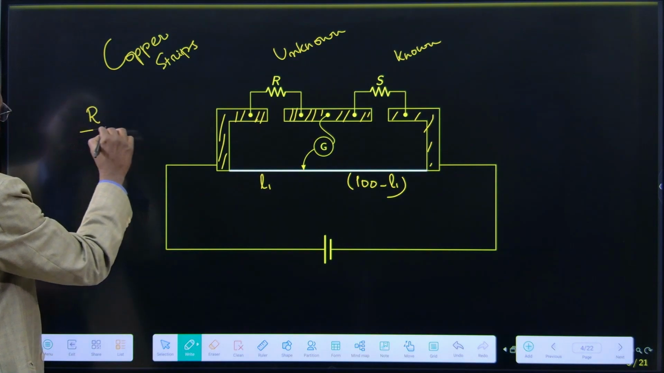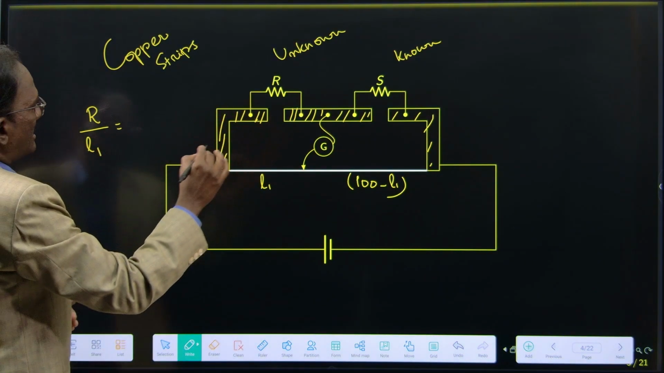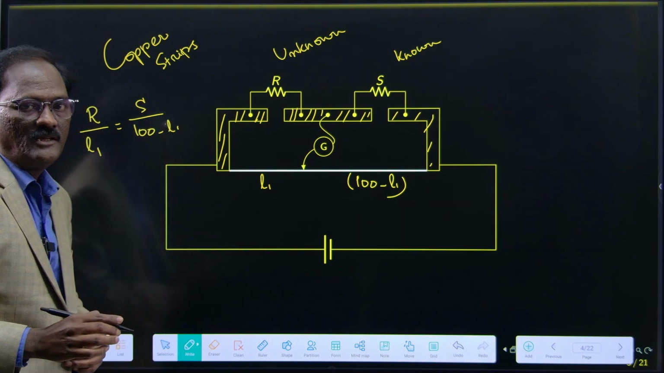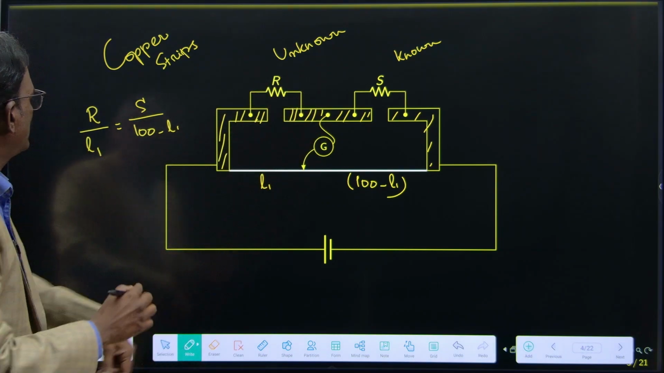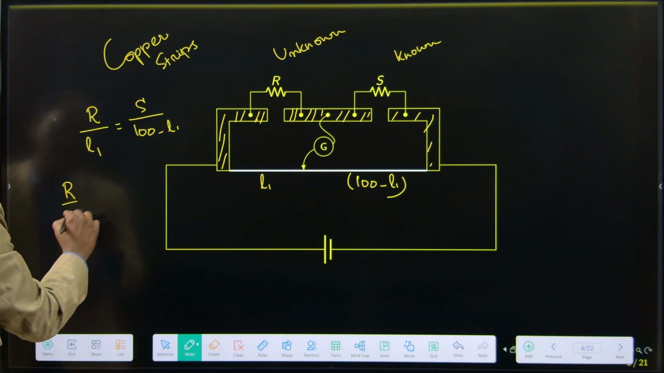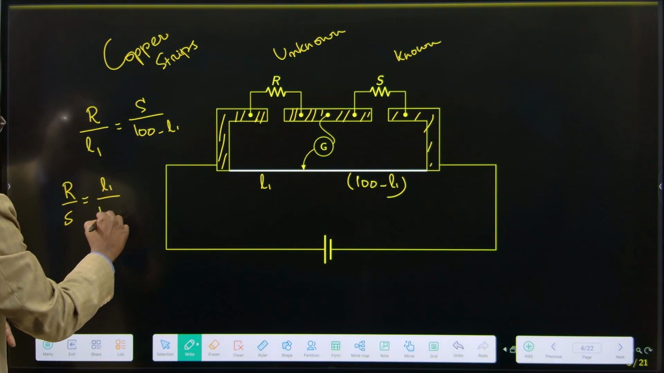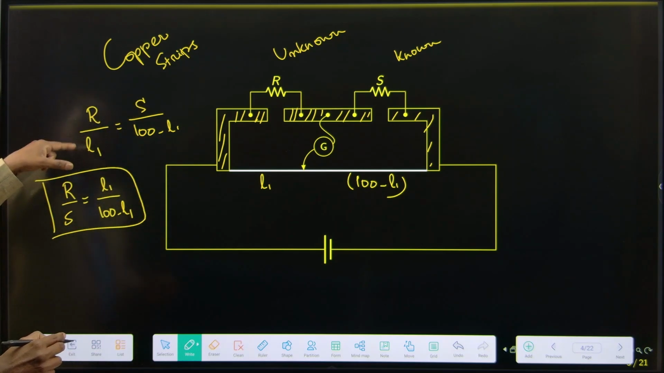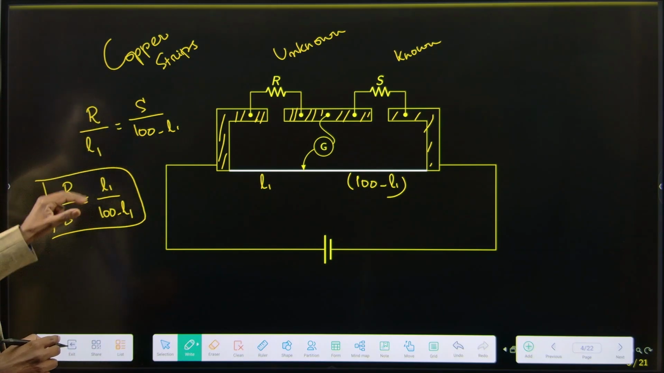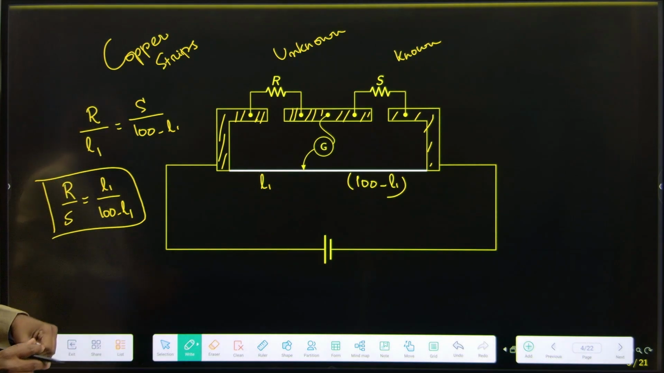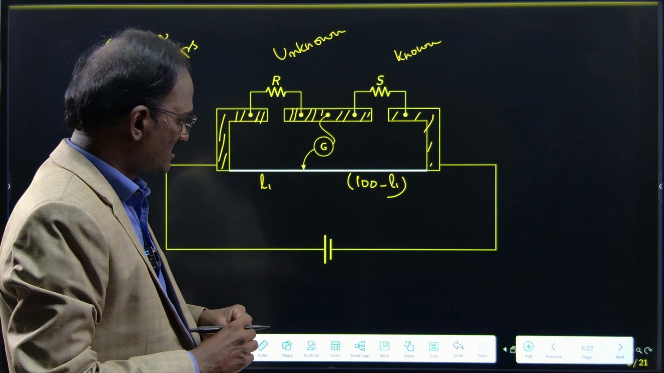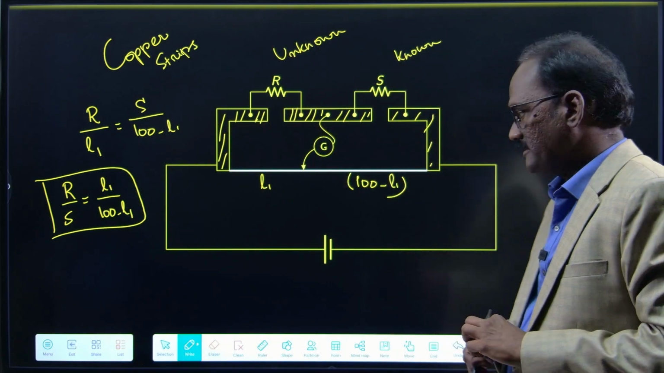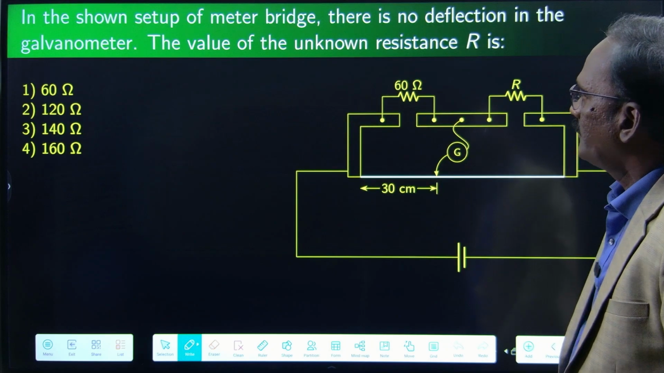Finally, we write R by L1 is equal to S divided by 100 minus L1. Interchangeably, you can find R by S also. Mathematically both are right: you can bring S here and L1 to the right-hand side, so R by S is L1 divided by 100 minus L1. So both ratios are right. This is the construction and working principle of a meter bridge. We will try to solve a few exercises.